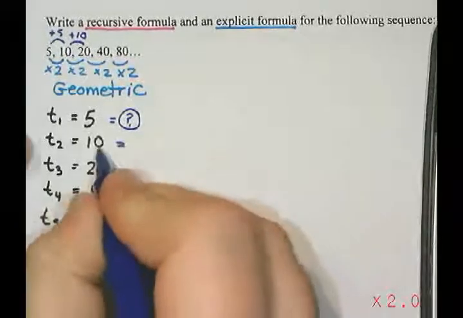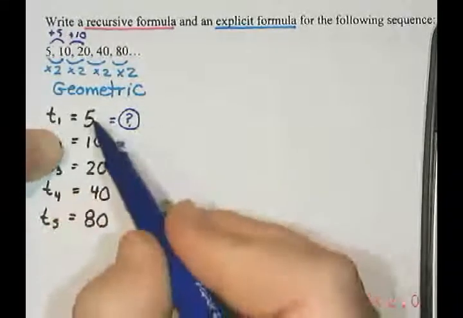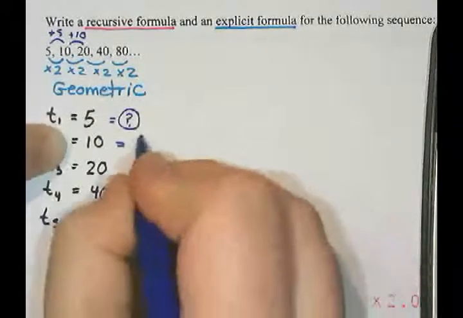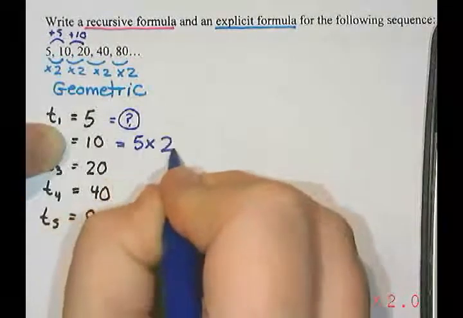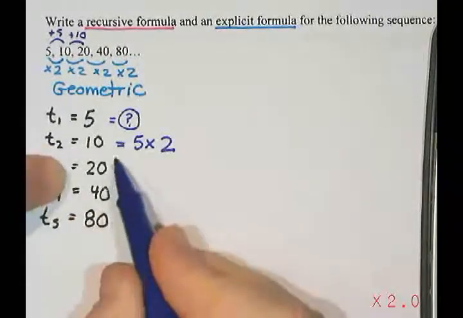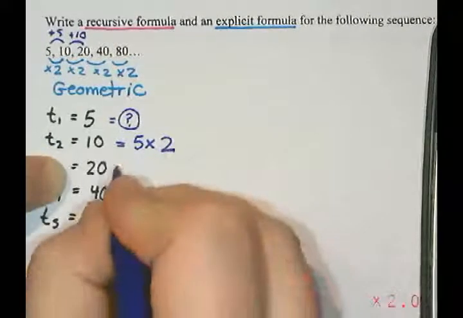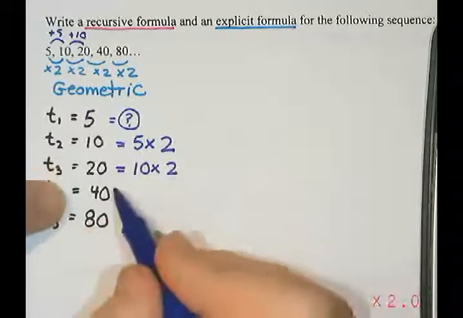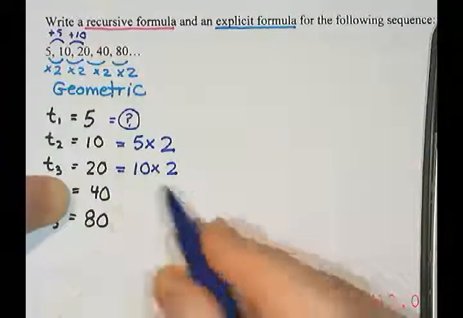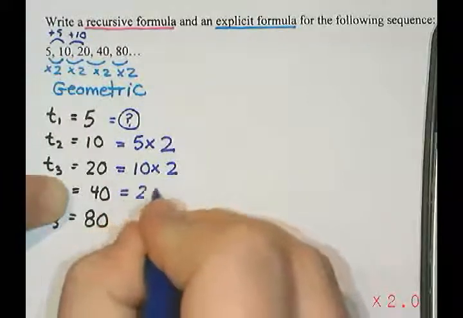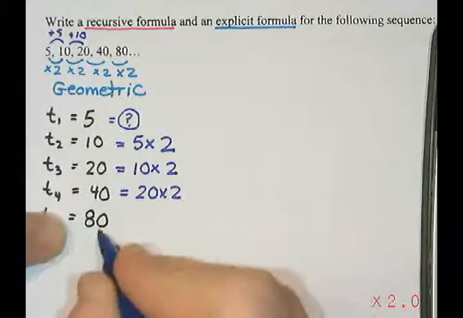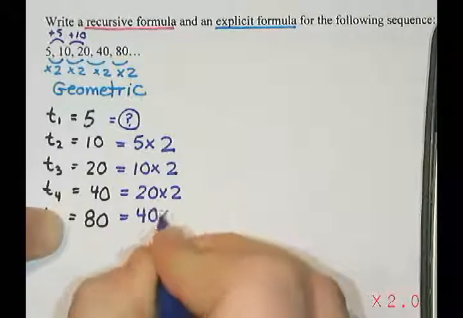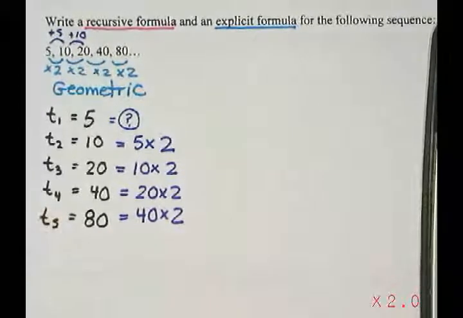But the second one, I can get that 10 by taking the term before it, which is 5, and multiplying it by 2. I can get this 20 by taking the term before it, or 10, and multiplying it by 2. I got this 40 by taking 20 and multiplying it by 2. And I got this 80 by taking the 40 and multiplying it by 2.